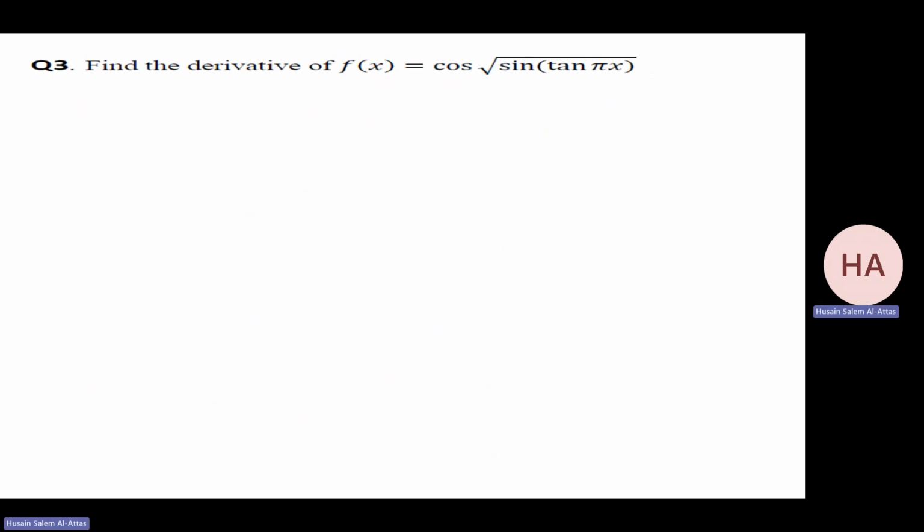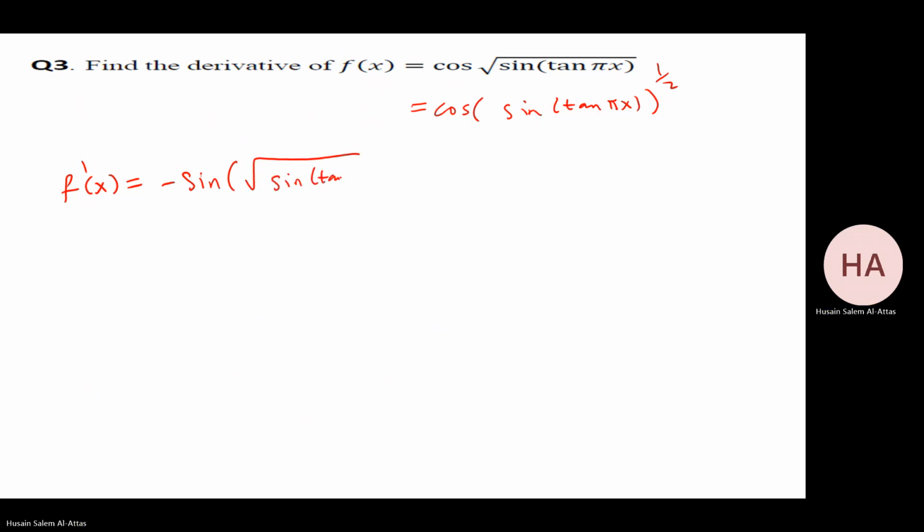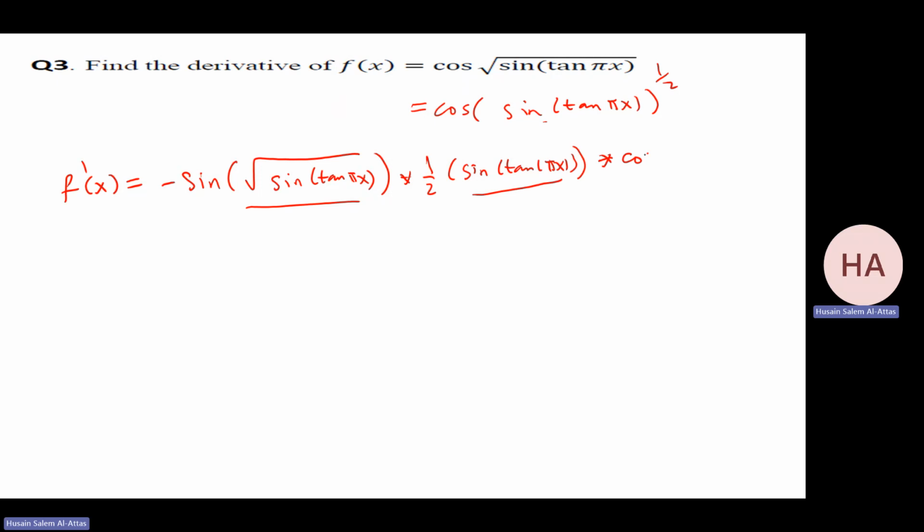Find the derivative of this function. Let me rewrite it as cosine of sine of tan pi x, all to the power half. So f prime will be minus sine of all of this, times the derivative of this, which is something to the power half, that will be half sine of tan pi x, derivative of this, which is cosine tan pi x, derivative of this, secant squared pi x, then the derivative of this times pi.